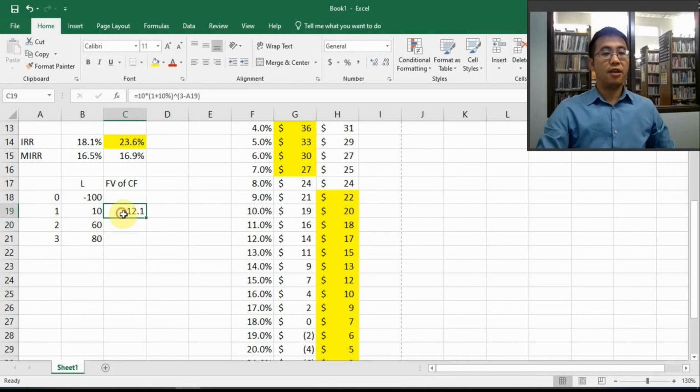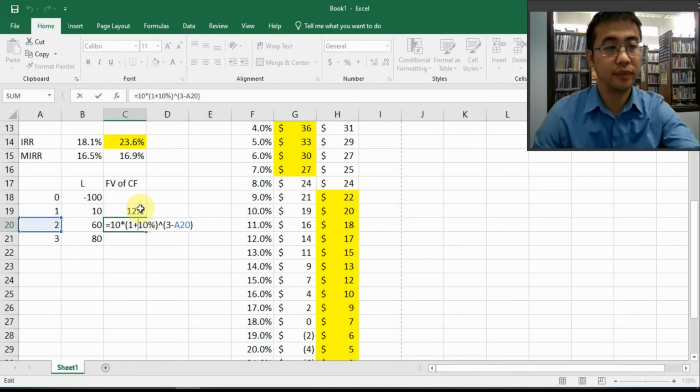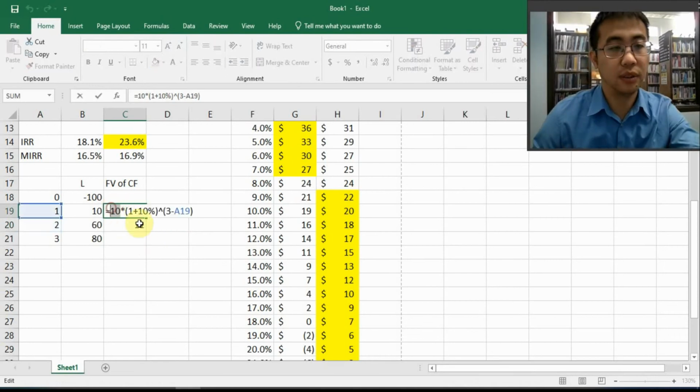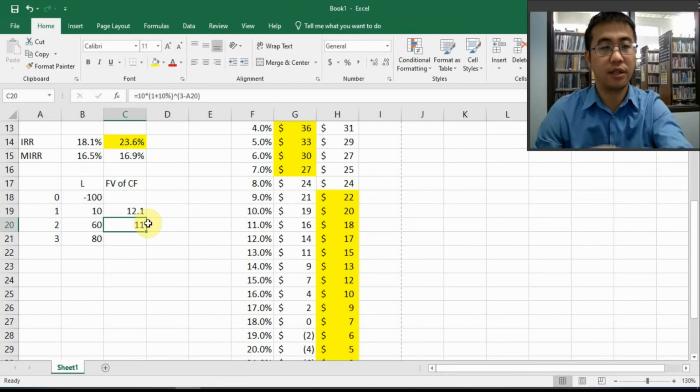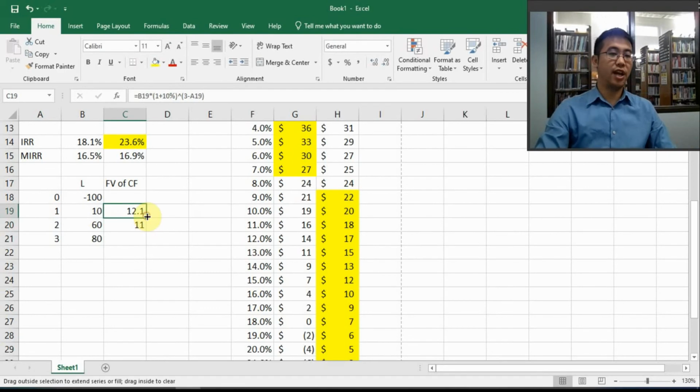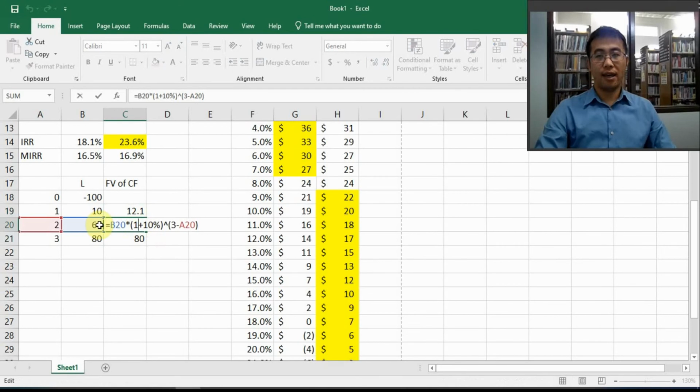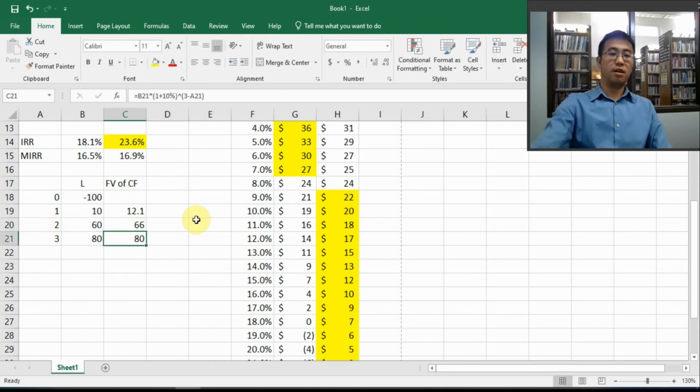All right. And then for the next cash flow, let me just make it connect to the cash flow. And for the next cash flow, you just drag it down. You can see the $60 you make at the end of the second year will grow at 10% for 3 minus 2 years. So it is only reinvested for 1 year. So that's going to give you 66. And when you receive $80 at the end of the third year, there's no time to reinvest. You just get the 80.